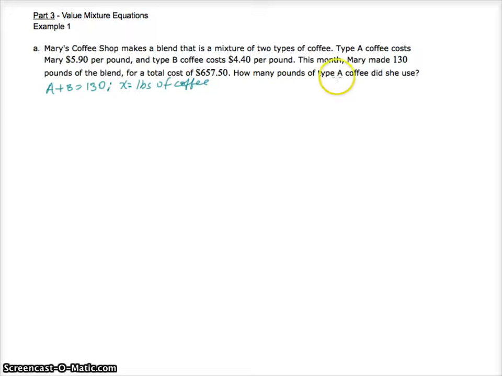Okay, and now in our question it says how much of type A coffee did she use? This is going to become the letter X. This is the amount of coffee we're looking for. So now what we're going to say is that letter A is equal to X. And so since I want to know how much type A she used, I'm going to make A X, and then I'm going to make B equal to 130 pounds minus X.